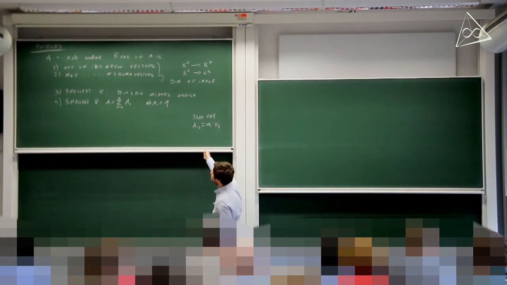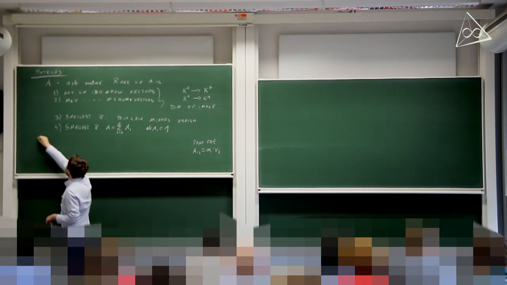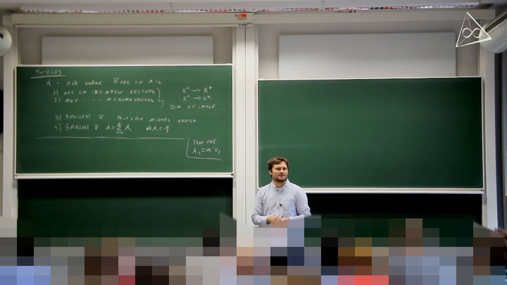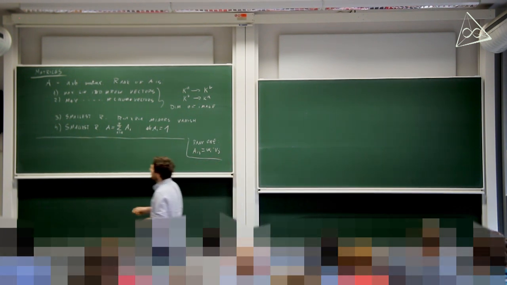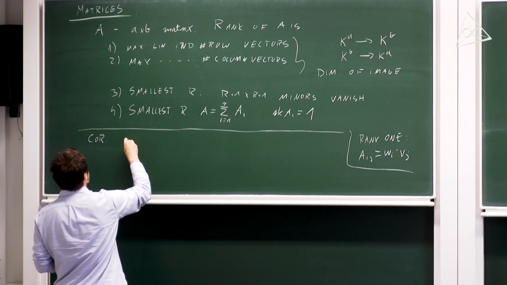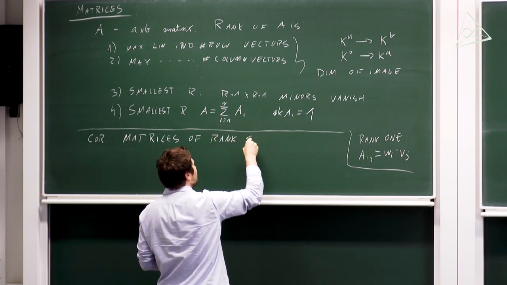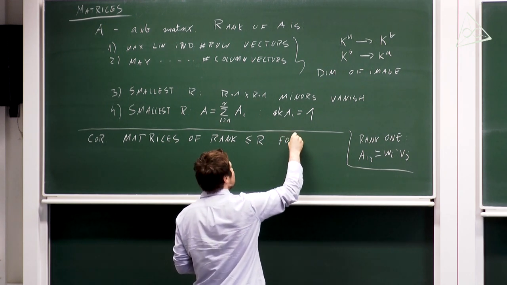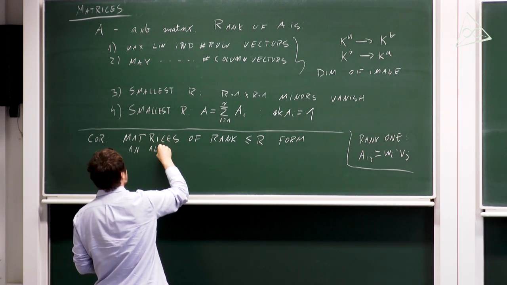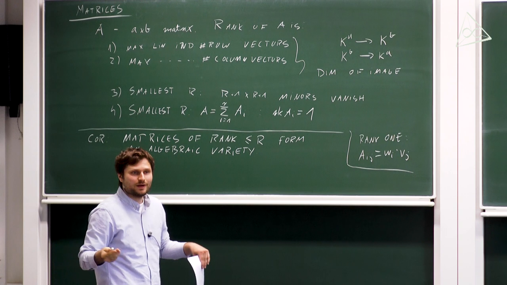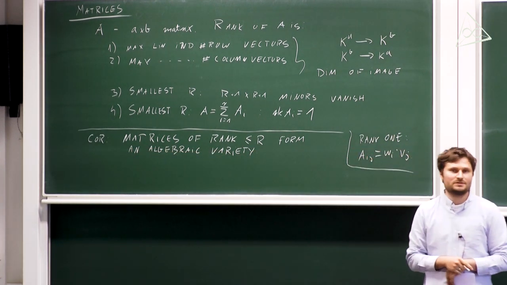Now, there are a few consequences of these facts, and one of the consequences is that if I fix matrices of rank at most R, I get what? That's a consequence of point three. What's the big topic of those lectures? I get an algebraic variety. Yes, I get a zero set of polynomials. So a corollary is that matrices of rank at most R form an algebraic variety. Yes, you know the equations. These are just all R plus one minors of a matrix.